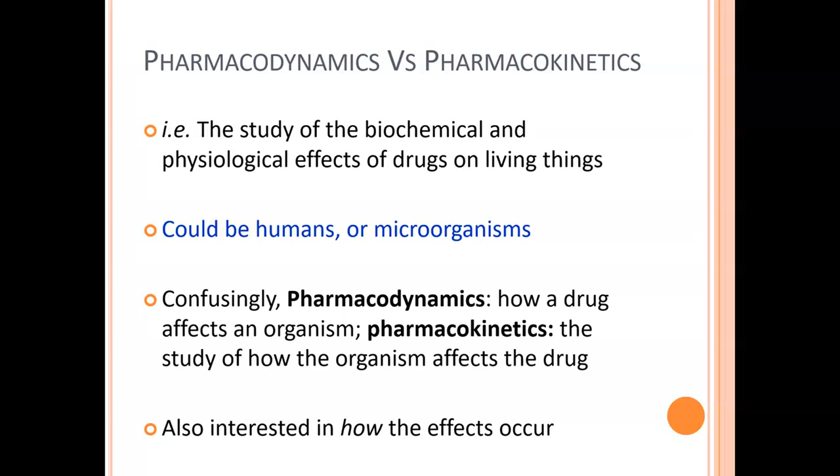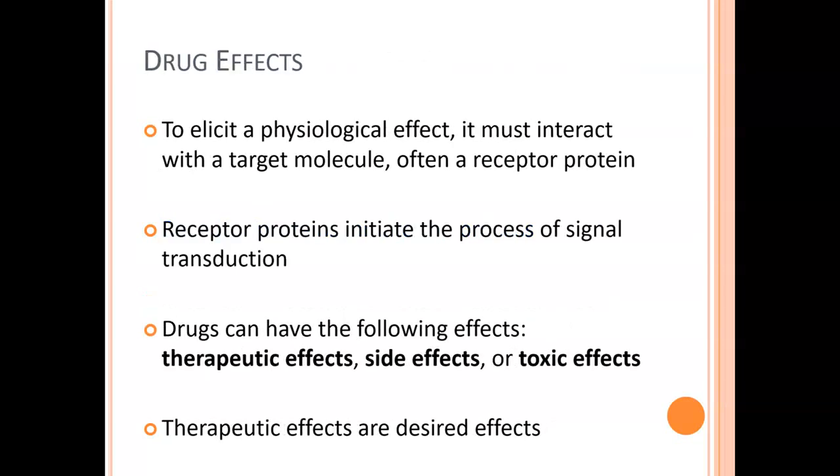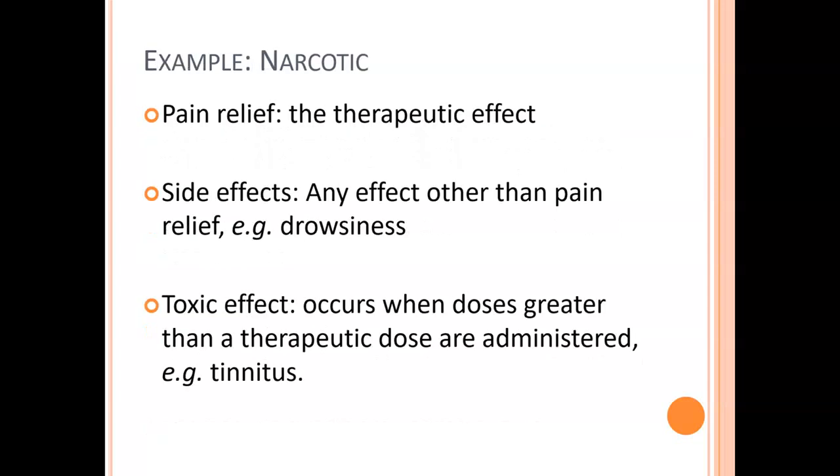So pharmacodynamics covers quite a lot of things, like looking at how drugs bind a receptor and what then happens within the body based on that binding event. So it's also quite interested in how the effects occur. So for drug effects, to elicit a physiological effect, there needs to be some sort of interaction between a target molecule and a receptor protein.